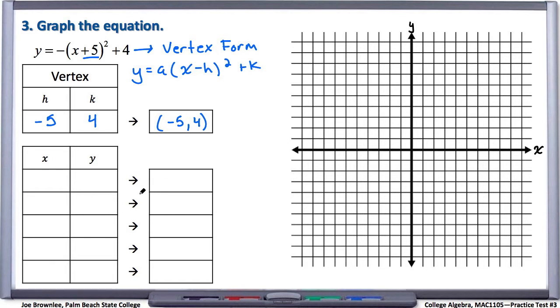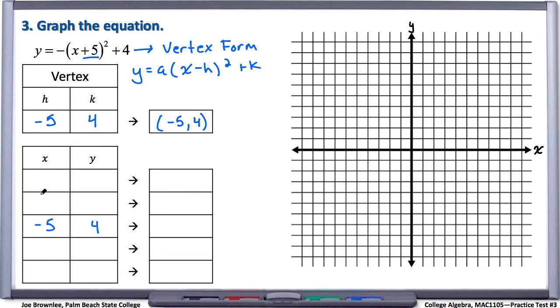Now that we have our vertex, what I would do is create for yourself an xy table, because what we're going to do is choose 2 or 3 x values to the left of negative 5 and 2 or 3 x values to the right of negative 5. That way we have a pretty good idea of what this parabola is going to look like when we sketch it. All right, so now that we have our vertex, I'm going to take the vertex and put that point right in the middle. And based on this information, I'm going to choose 2 x values to the left of negative 5, meaning smaller than negative 5. And then I'm going to choose 2 values to the right of negative 5, larger than negative 5.